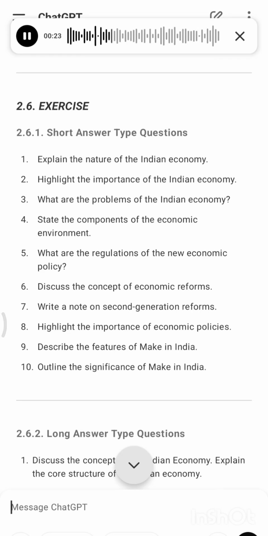6. Discuss the concept of economic reforms. 7. Write a note on second-generation reforms. 8. Highlight the importance of economic policies. 9. Describe the features of Make in India. 10. Outline the significance of Make in India.